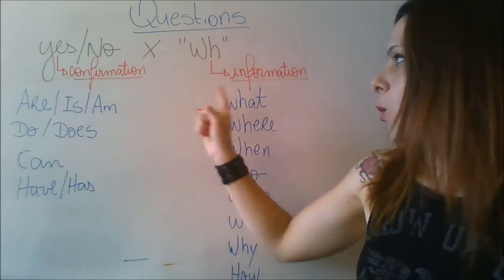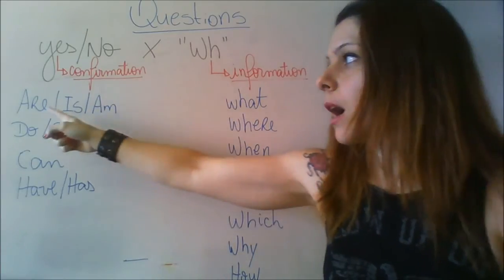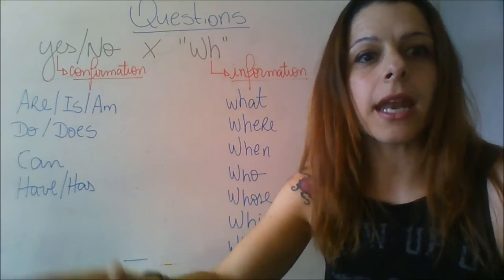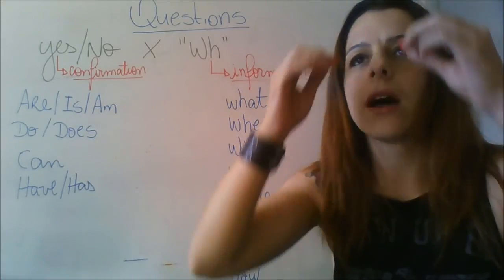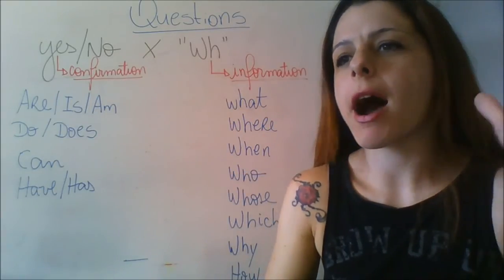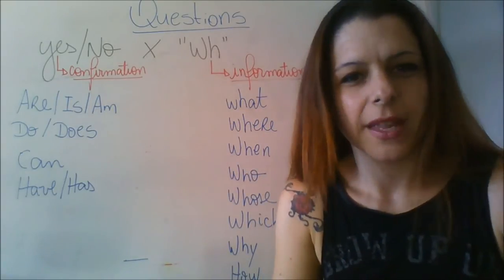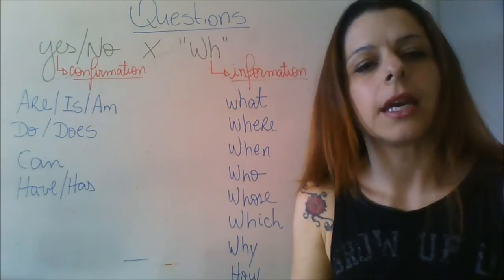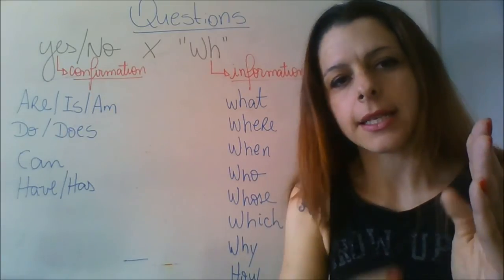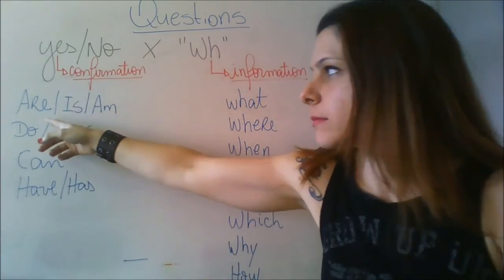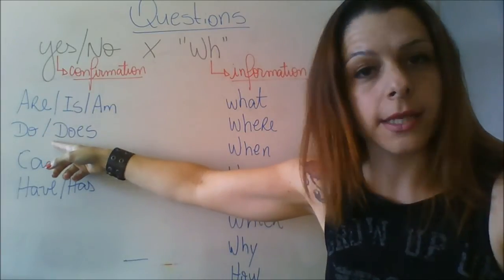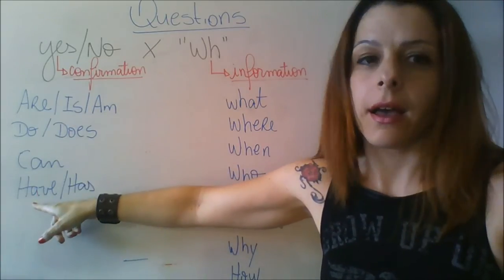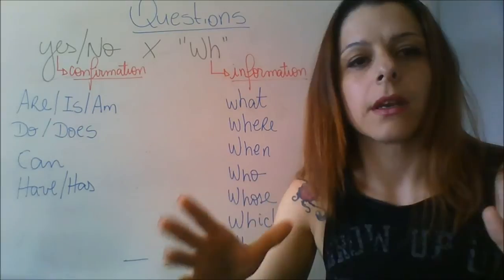Or again, what are your favorite animals? I love lions and giraffes and elephants. Okay, so these words have to be in the first part of the sentence, and then verb to be or auxiliary, do and does in this case, can, have or has, and then the rest.